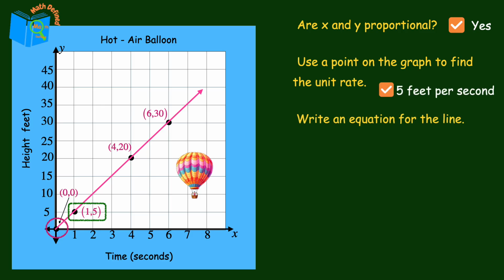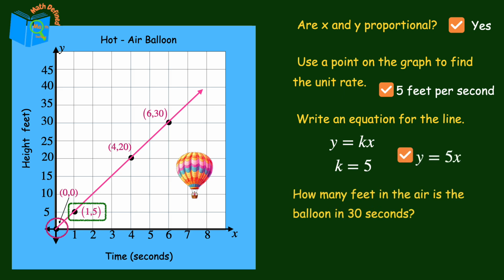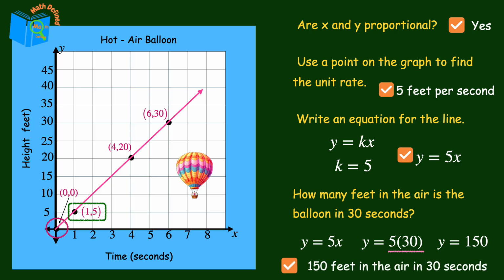Now let's write an equation for the line. Since the line passes through the origin on the graph, an equation for the line is y equals kx, where k is equal to 5. So the equation for this line is y equals 5x. How many feet in the air is the balloon in 30 seconds? We'll use the equation y equals 5x to find out. We'll substitute 30 in place of x. Multiplying 5 times 30 is 150, so y equals 150 feet. The balloon is 150 feet in the air in 30 seconds.